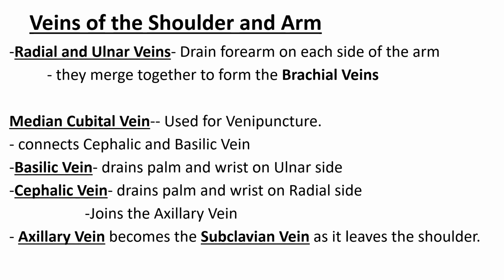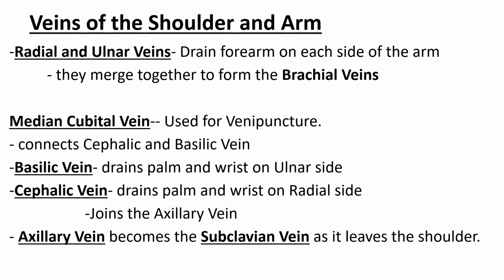And then connecting the two is the median cubital vein. So we have three new veins, basilic on one side, cephalic on the other, and connecting the two right at the elbow is my median cubital vein. And this is the vein that they use for venipuncture. So when someone draws blood, that's what they're trying to hit. They're trying to find that median cubital vein in the crook of our elbow.